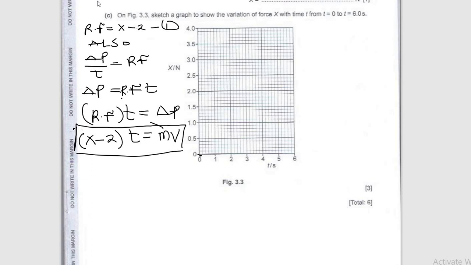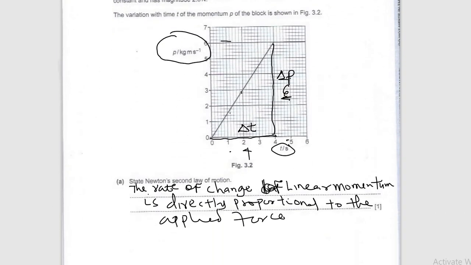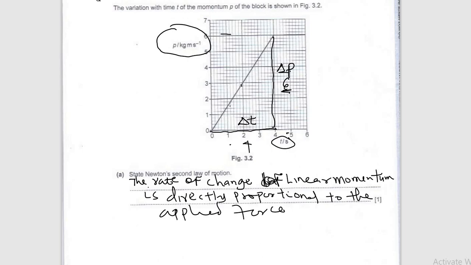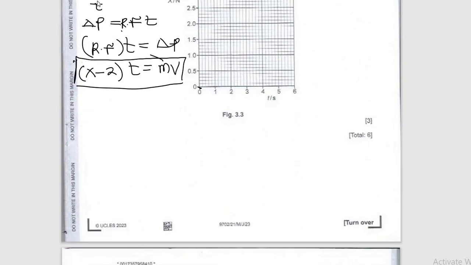The question said between 0 and 6, so I have to relate it to the momentum graph. Let me clean it so you can see it clearly. When t is 0, our momentum is also 0. When t is 1, momentum is 1. What is x? It is x minus 2.